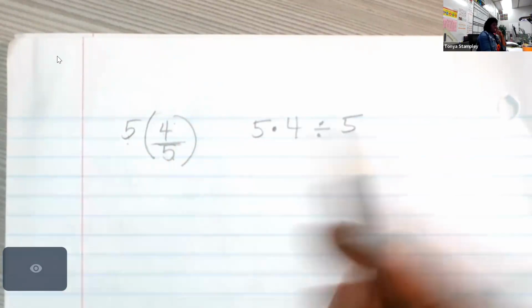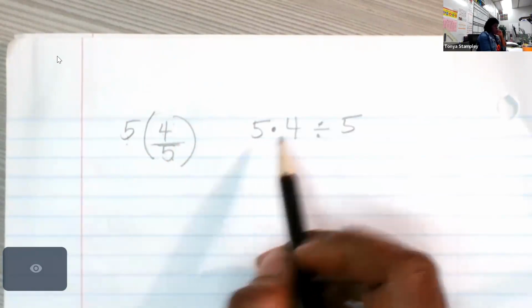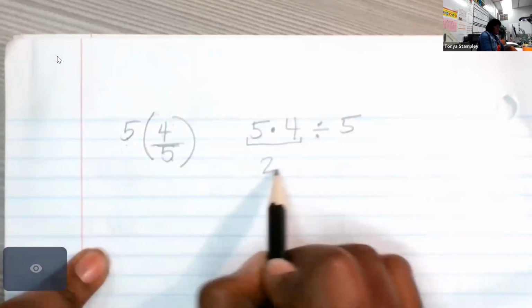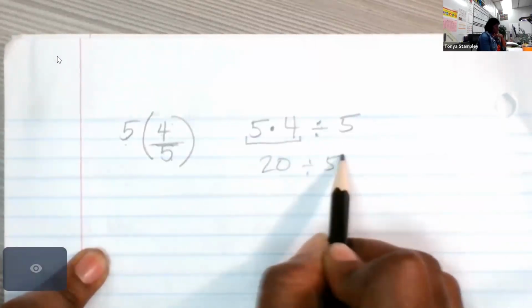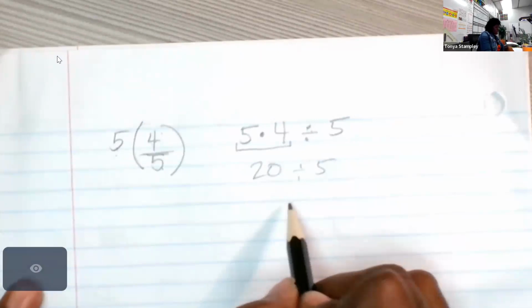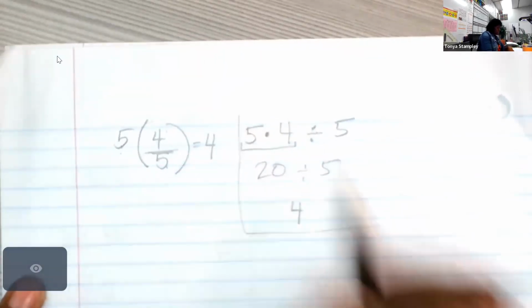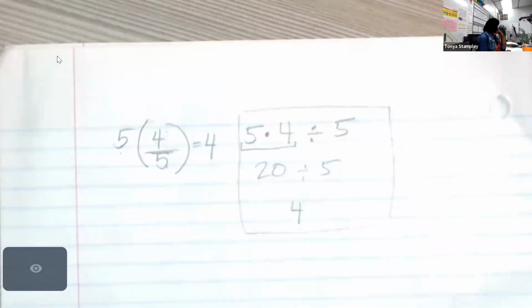There's a 4 there. So watch this. What is 5 times 4? 20. Bring down divided by 5. What do we get? 4. So this actually comes out to be what? 4. It was just that simple. Right? We make it complex. It's not that complex.